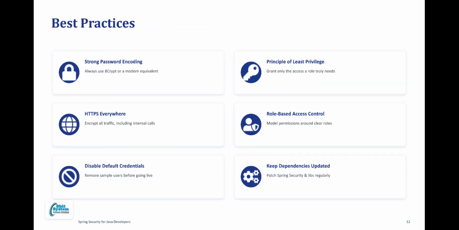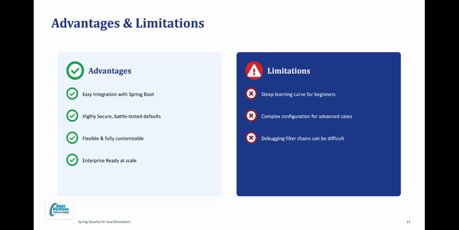Before we wrap up the technical side, six habits worth adopting. Use strong password encoding. Follow the principle of least privilege. Enforce HTTPS everywhere. Model access with role-based control. Disable default credentials before going live and keep your dependencies updated. These alone prevent most real-world security incidents.